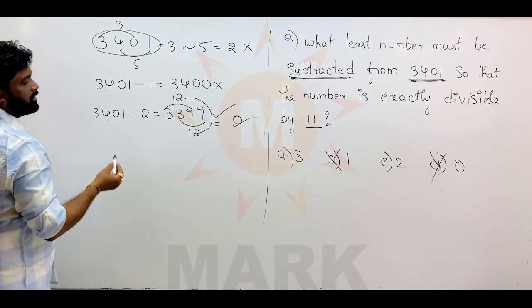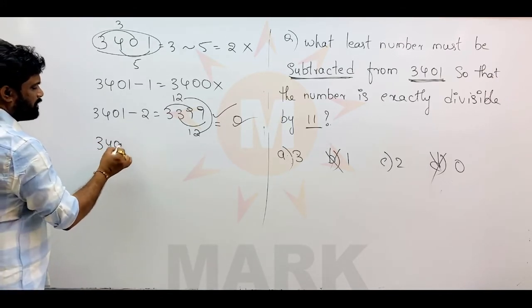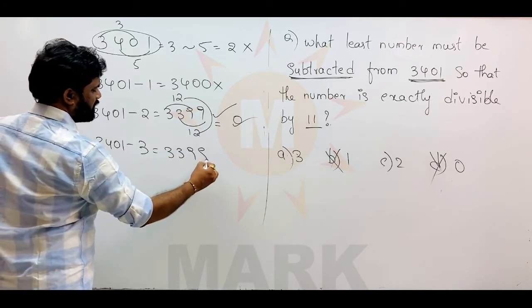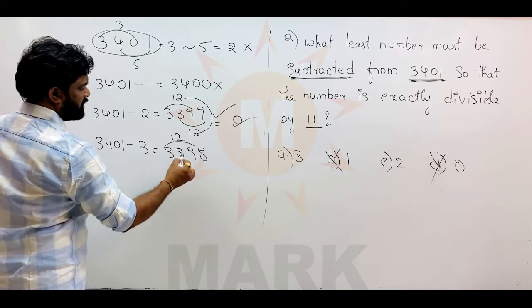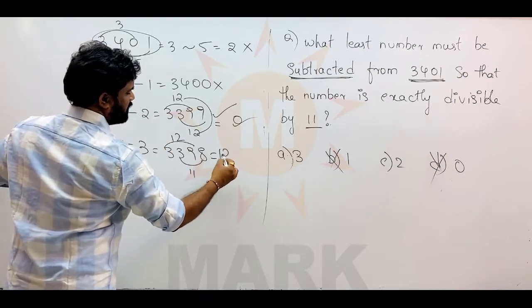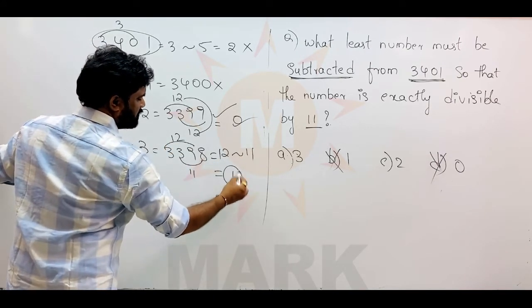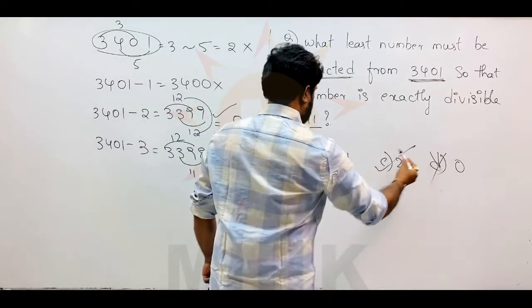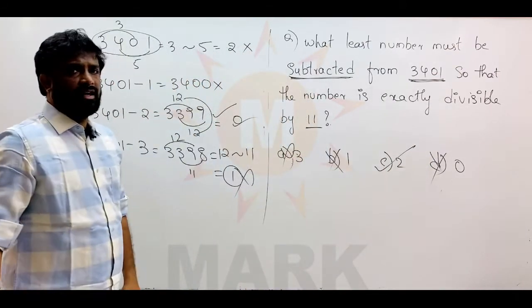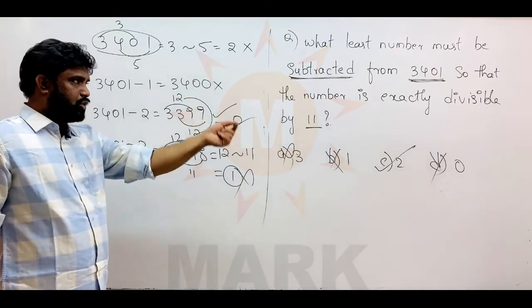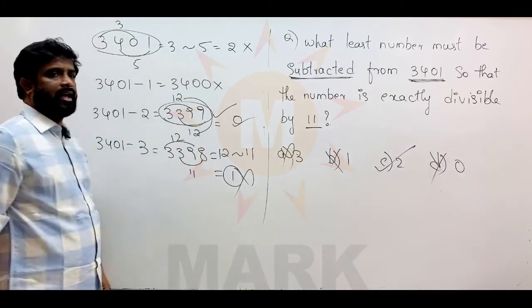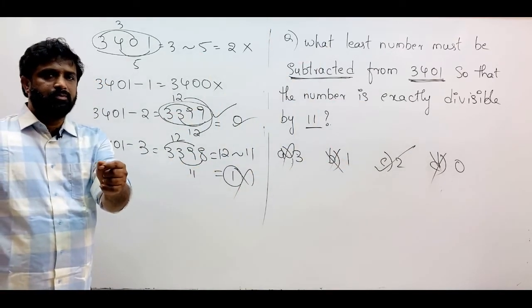If you want to check 3 also, 3401 minus 3 gives 3398, which is not divisible. 3 plus 9 is 12, 3 plus 8 is 11, so the difference is 1, so that is not divisible. So clearly the correct answer is 2, because if you subtract 2 from 3401, you get 3399, and that number is exactly divisible by 11.